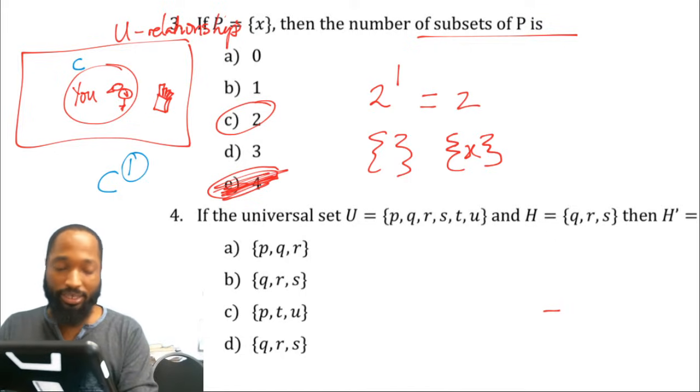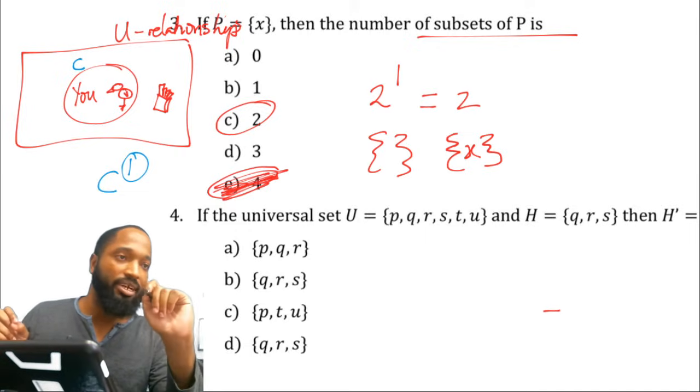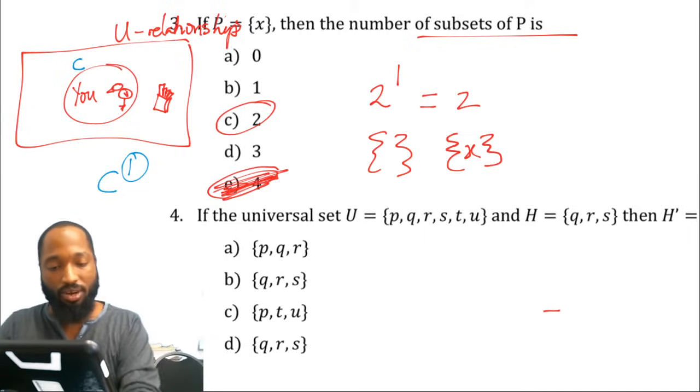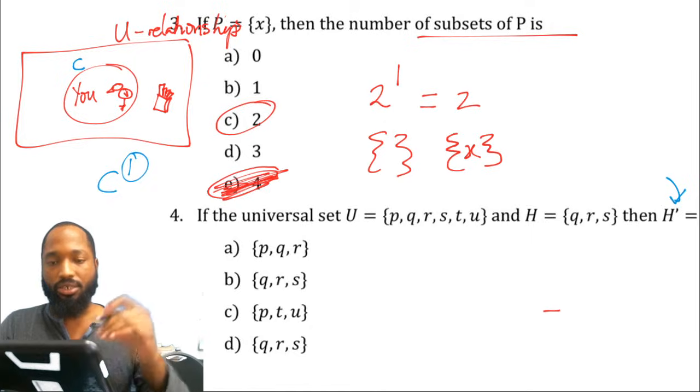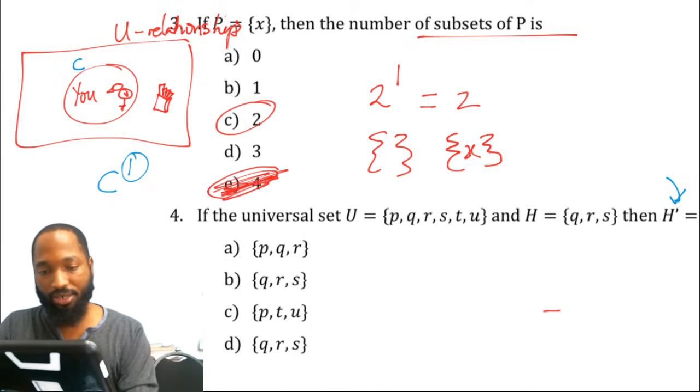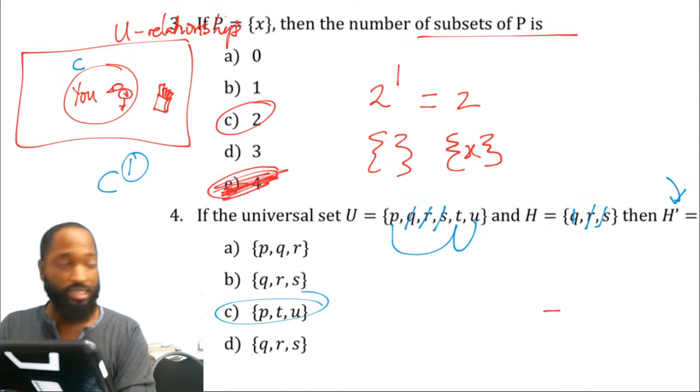So this complement here stands for outside, right? When you see the sign, they call that complement, or in some weird cases, prime. That means everything outside. So H complement would mean don't talk about Q, R, or S. So Q, R, and S are out, and just P, T, and U remain. C is the correct answer.